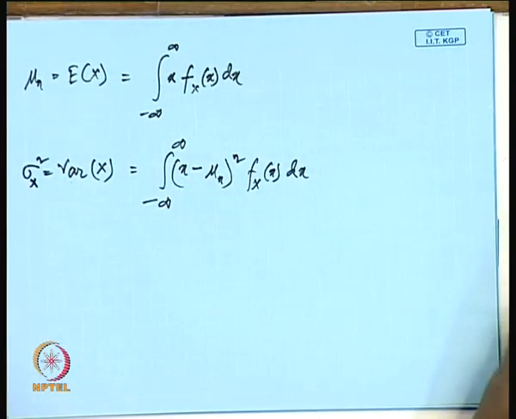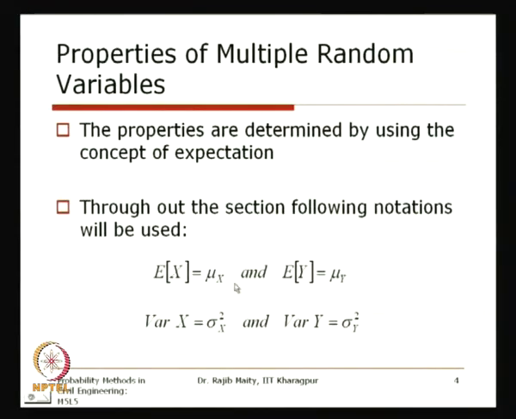Particularly, two variables are considered in this bivariate case, and that will be seen here with this notation. So expectation of x is mu x, expectation of y is mu y, variance of x is sigma x square, and variance of y is sigma y square.